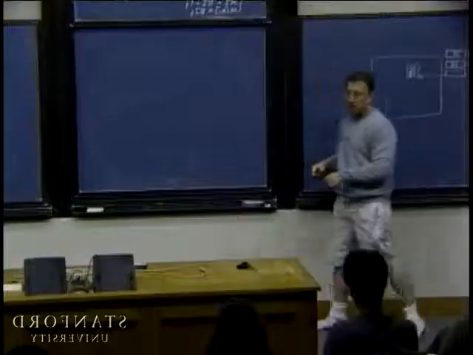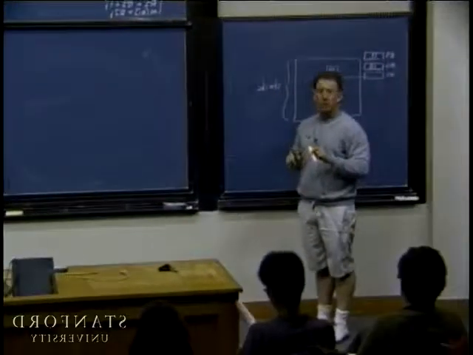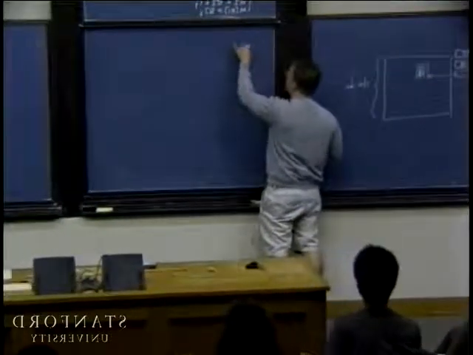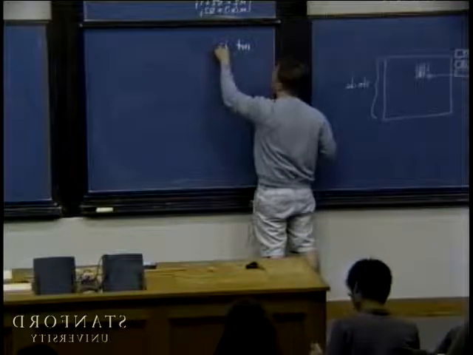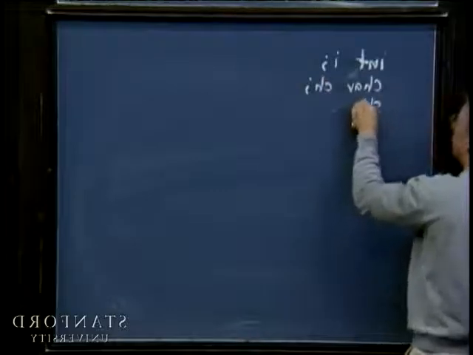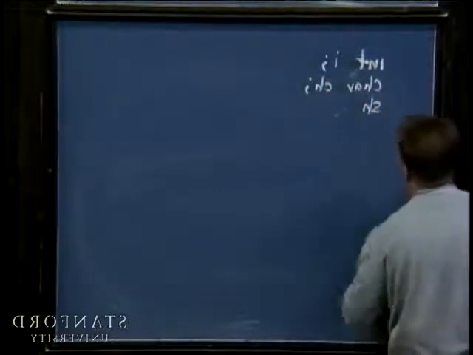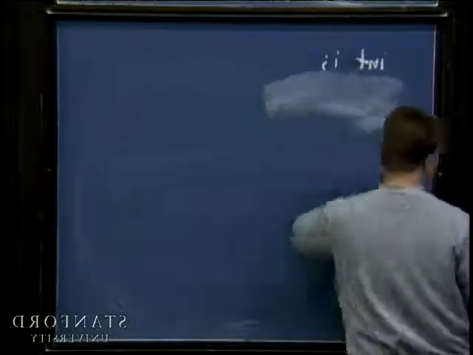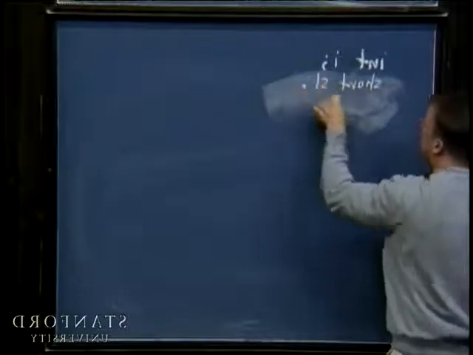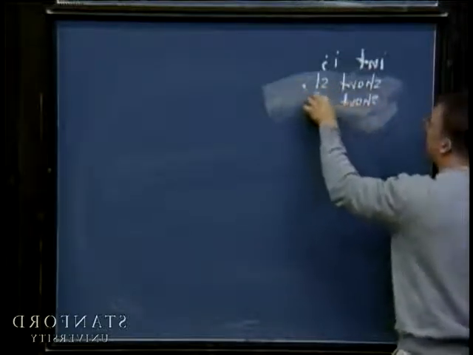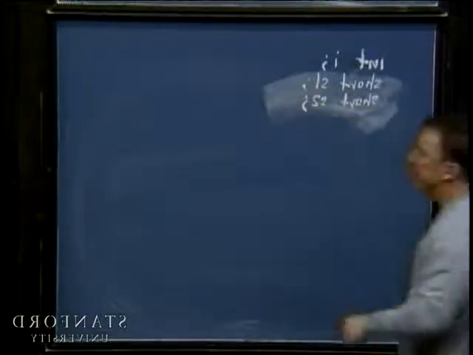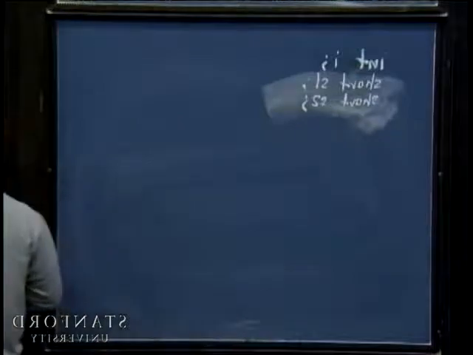Let's deal with an example that actually doesn't always deal with 4-byte quantities. Let's do int i; short s1; short s2. The way I've declared these, we would be dealing with an activation record that looked like this.